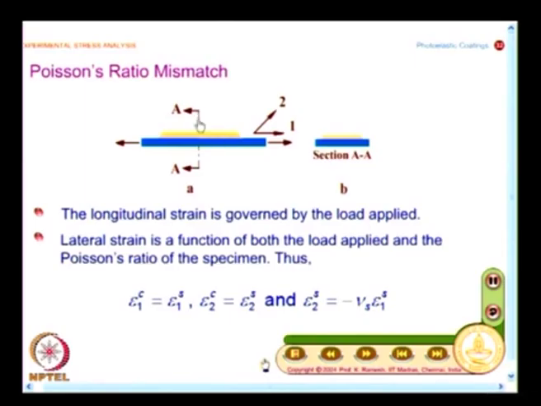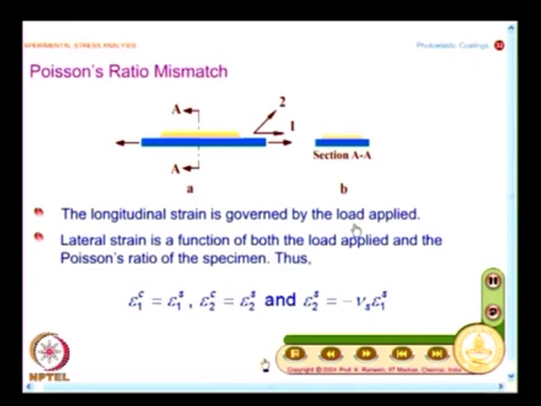And if you take a section here, the section will look something like this. It is deliberately shown that you have this coating in the interior, it is not extended to the full length, to illustrate the point. And what happens when I apply a longitudinal load, the strain in that direction is completely governed by the load applied.